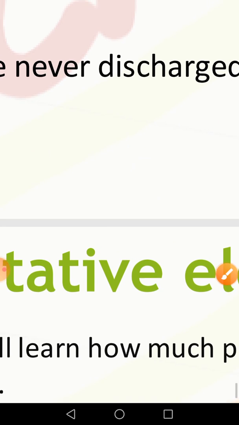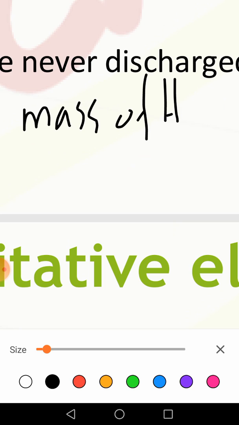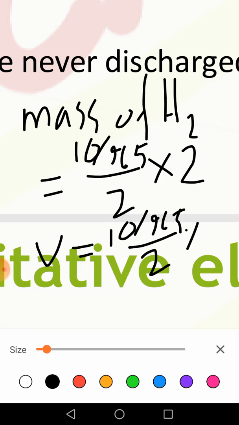So if you are now asked to find the mass, the mass of hydrogen will be equal to the mole of hydrogen into the molecular mass of hydrogen. And volume, if I say that the molar gas volume is 24 dm cube, then volume of hydrogen equals 10 by 965 divided by 2 into 24. Okay. So that's how it works.